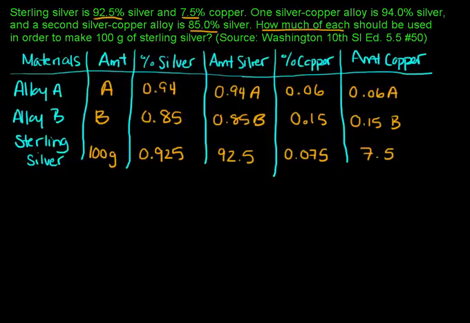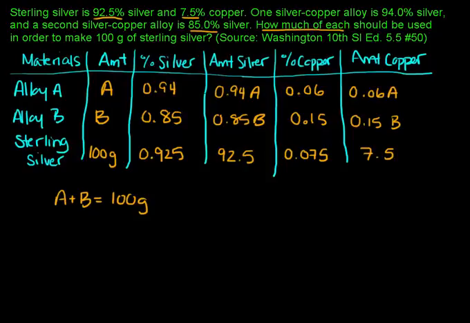We should now be able to develop a number of equations that are going to help us to solve this problem. What we know is that the total amount of material A plus the total amount of material B must be equal to the total amount in our final mixture. So that's going to be our first equation. A plus B is equal to 100 grams.